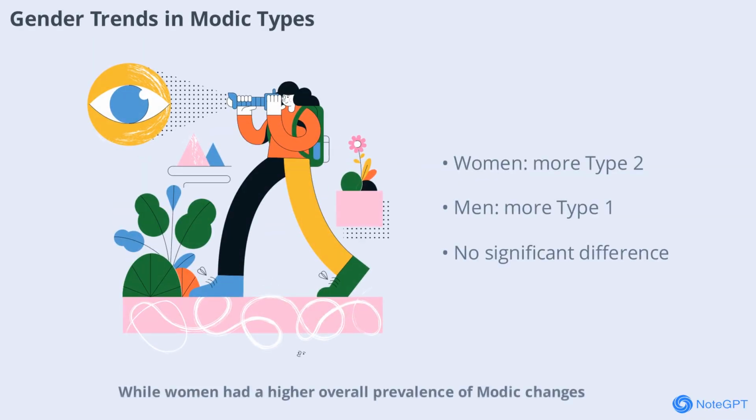While women had a higher overall prevalence of Modic changes, they were more likely to have Type 2, whereas men had a slightly higher proportion of Type 1. These trends may reflect differences in physical activity, occupational exposure, or even genetic factors, but the study did not find statistically significant differences between sexes.